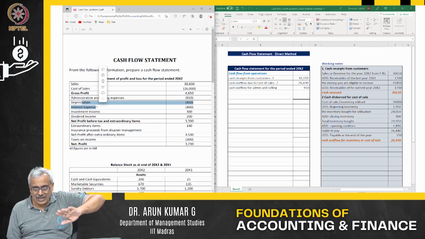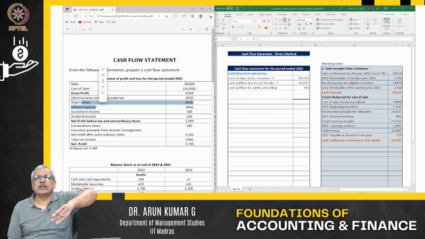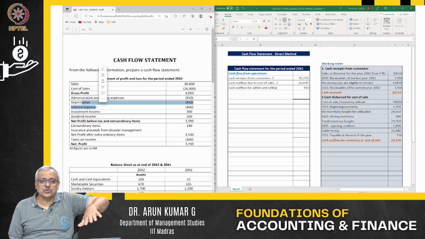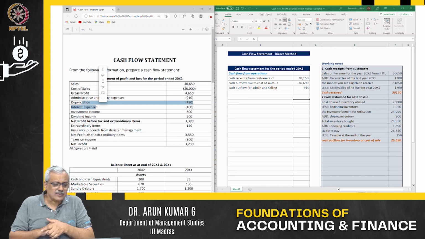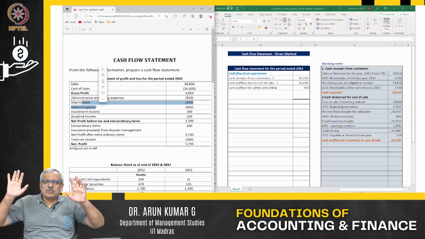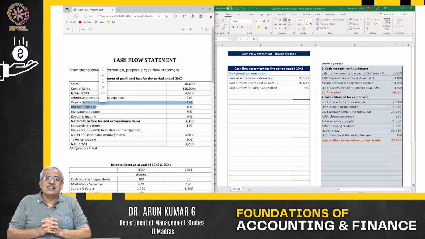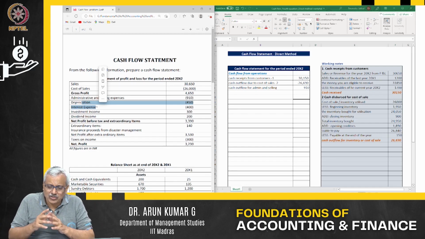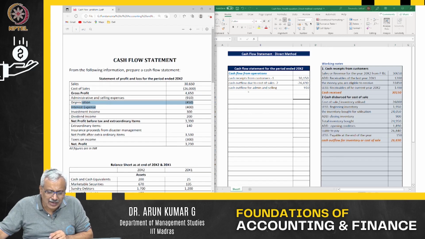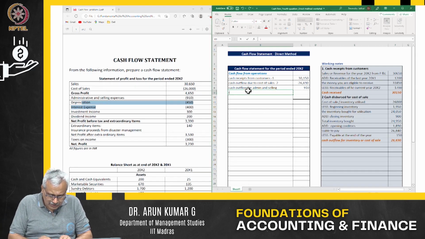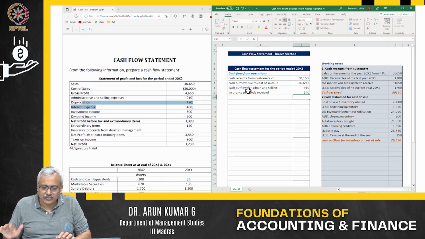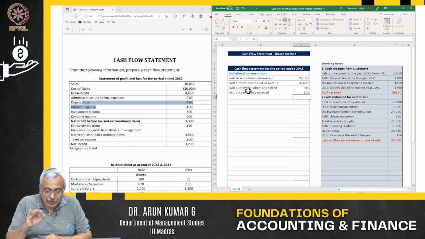So in this particular case, I presume that this insurance proceeds is from disaster management. Presume that a disaster has occurred in your plant or factory, a fire or something has occurred, and you have claimed insurance and received it. So it is a cash inflow from operations. So I will say cash inflow, insurance proceeds received is 140, direct cash inflow, so plus.